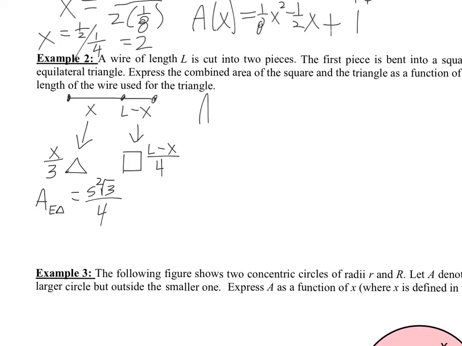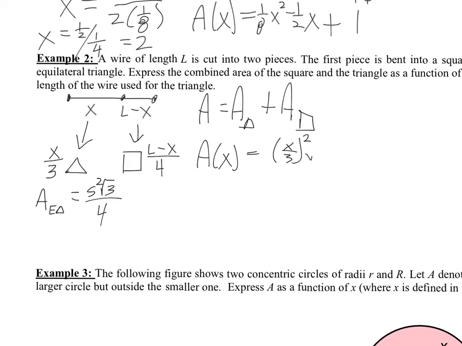So if I want to find the area of the overall figure, it'd be the area of the equilateral triangle, I'm just going to put a triangle there for this time, and then the area of the square. So A of x equals the side squared, which is x over 3, side squared root 3 over 4, plus the area of the square, which would be L minus x over 4 squared. We're only going to go as far as simplifying each term. We're not going to combine like terms, which is a little nasty.